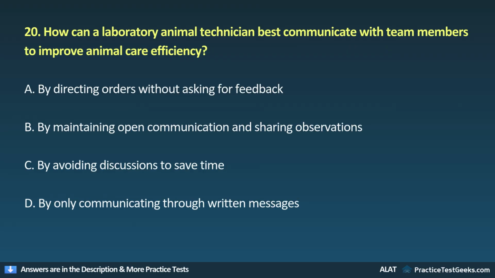20. How can a laboratory animal technician best communicate with team members to improve animal care efficiency? A. By directing orders without asking for feedback. B. By maintaining open communication and sharing observations. C. By avoiding discussions to save time. D. By only communicating through written messages.